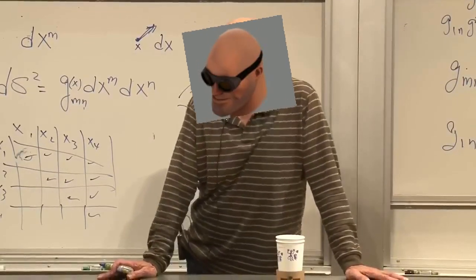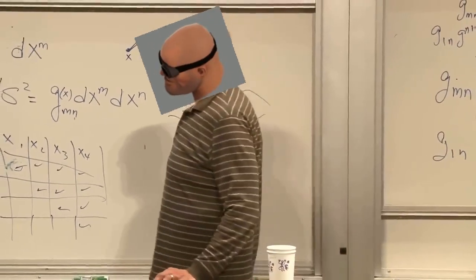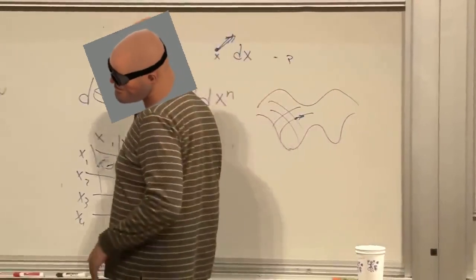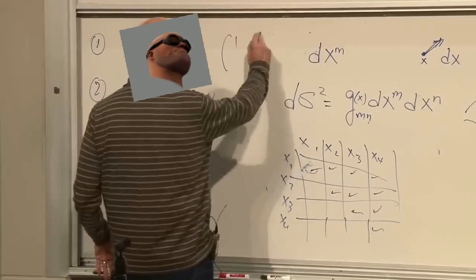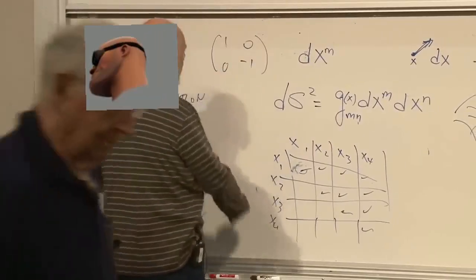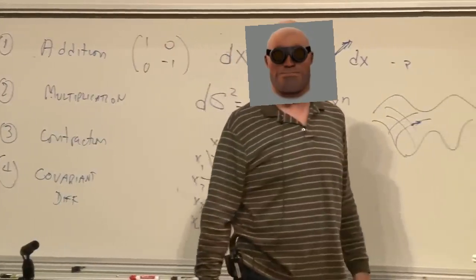For example, the metric tensor in just two-dimensional space could be 1, minus 1. And that has eigenvalues 1 and minus 1. No eigenvalue 0.